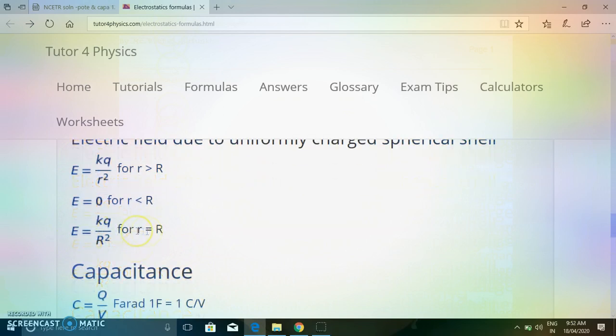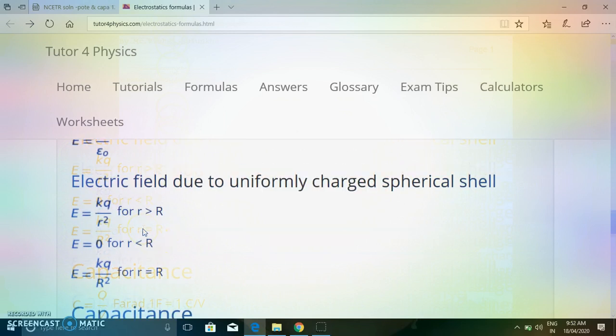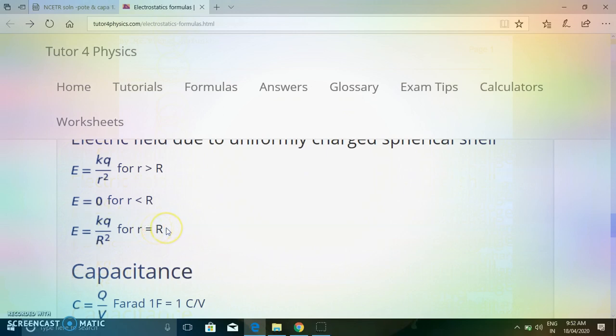Then if r is equal to R, it means the point P where the electric field is to be determined is on the surface of the shell. So E is equal to KQ upon R square. Here R is the distance. So these two formulas are nearly the same.